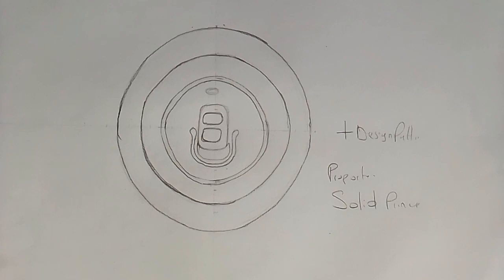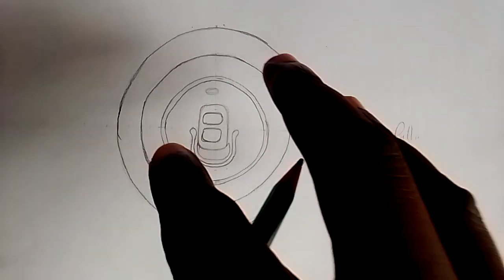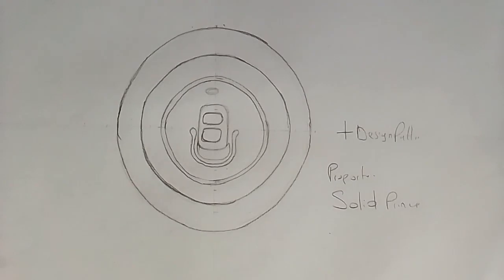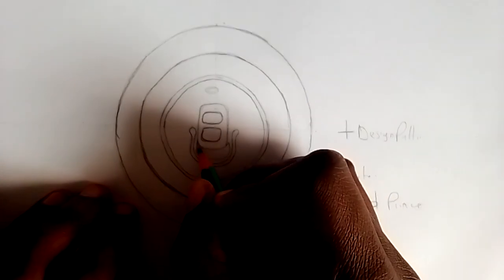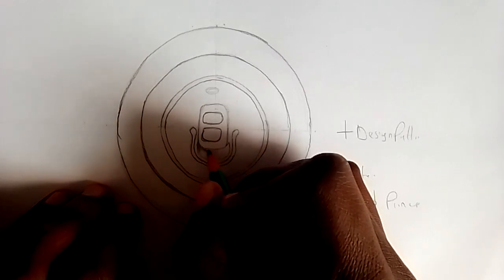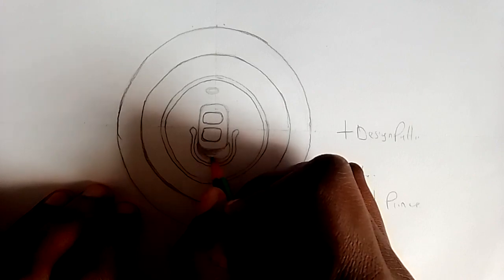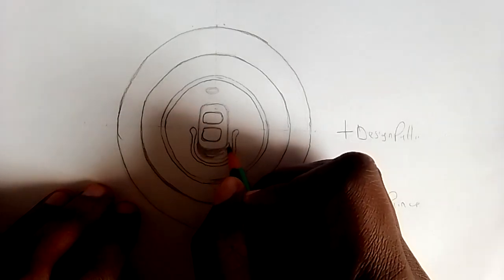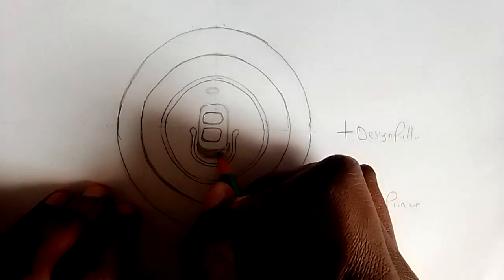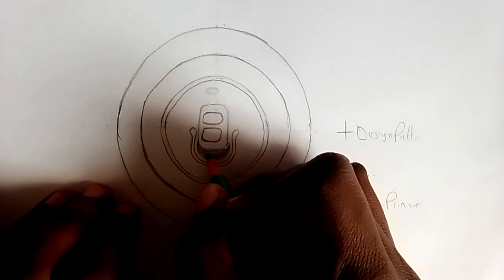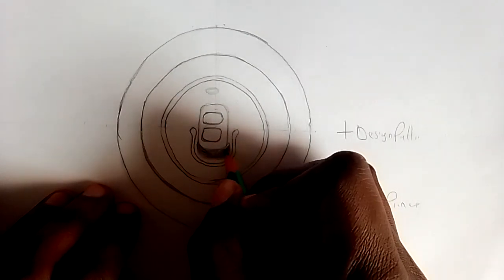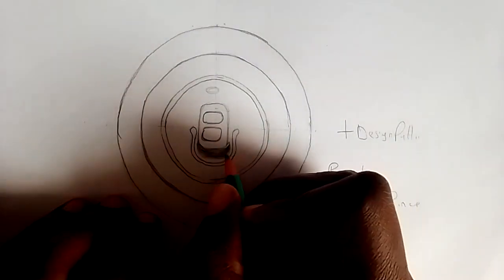Still not clear. As you can see, this is a can in a top view. So that's what I was drawing here. Let me just quickly make this part black so that you can have an idea. So this is a top view of a can.